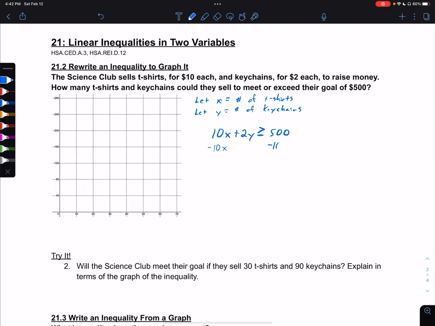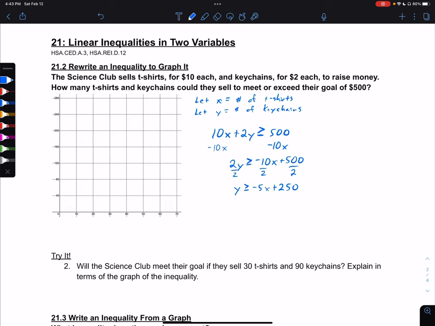So let's subtract 10x and start the process of isolating y. I'm going to put the x value in front of the constant just because I want to put this in y equals mx plus b form. And then I'm going to divide everything by 2. Make sure you divide each term by 2 and not just the 500. So we get negative 5x plus 250. So that gives me a y-intercept of 250 and a slope of negative 5.